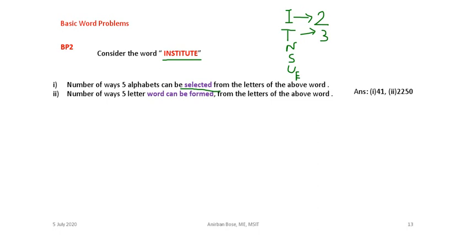1, 2, 3, 4. Then 4 plus 3, 7. 7 plus 2, 9. 1, 2, 3, 4, 5, 6, 7, 8, 9. Okay, so total 9 letters are there, 9 alphabets are there, and out of them 2 I's, 3 T's, and N, U, S, and E. These are there. Okay. The question is 5 alphabets can be selected. Okay, so 5 alphabets can be selected.